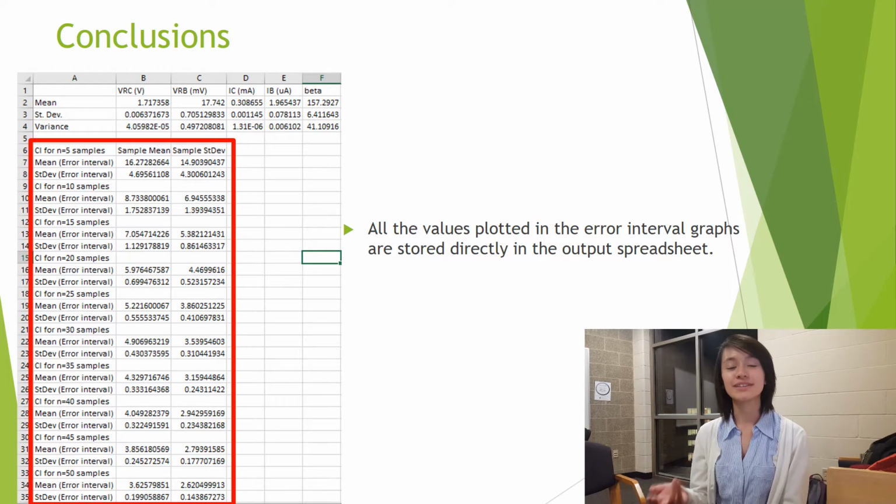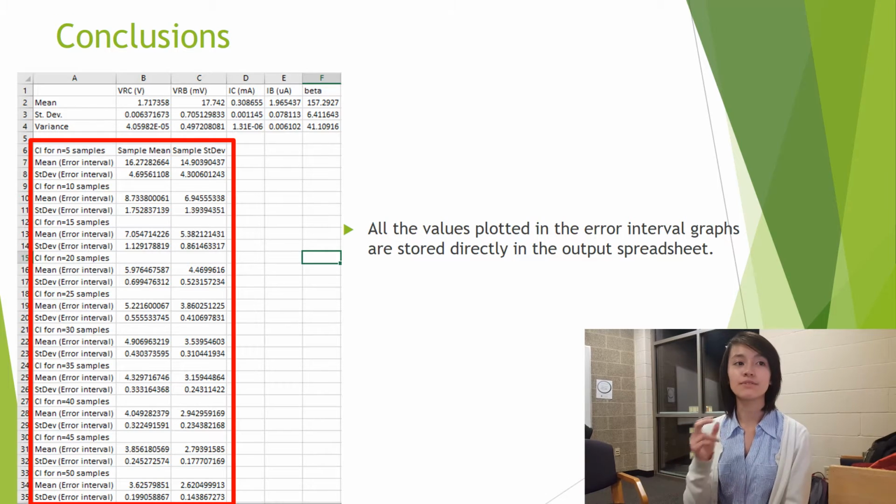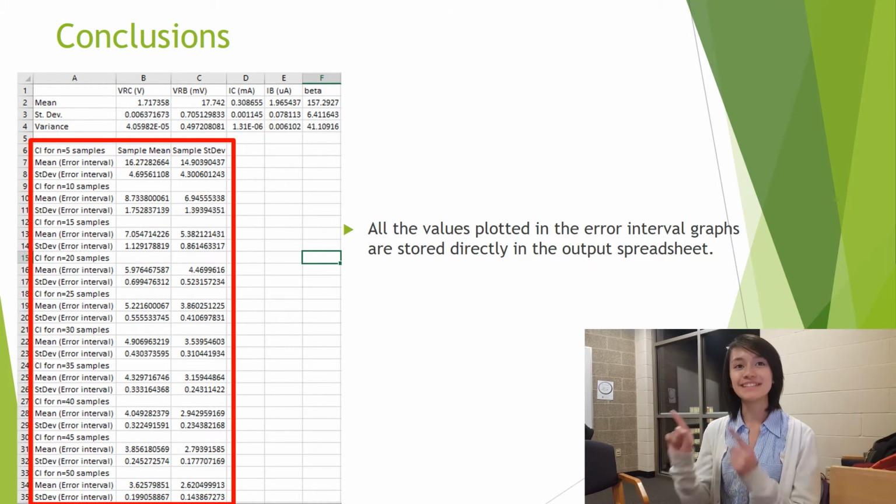So this is where things get really nifty. Remember that output file we were talking about earlier? Now, not only could a user view the specific data points in MATLAB, but it's also available in the output file created by the MATLAB script. A sample of this can be seen here.